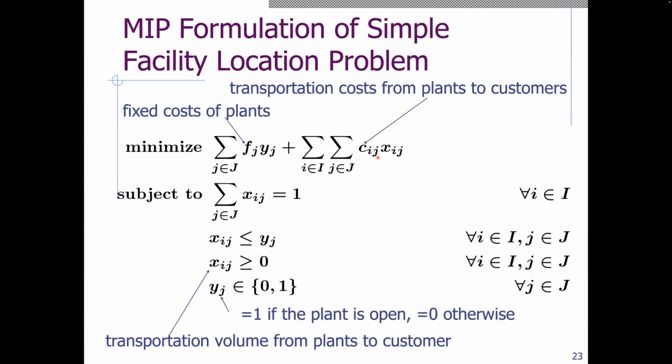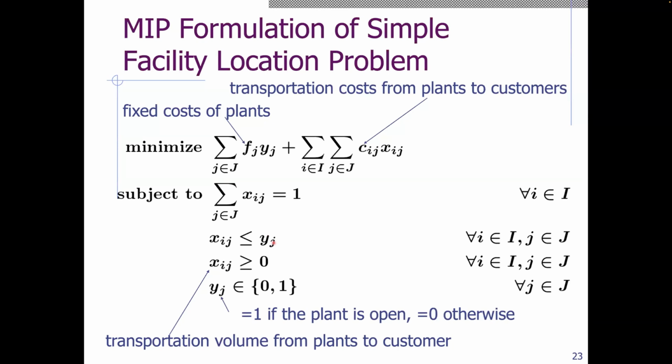We use two variables, x and y. X represents the flow volume from plant to customer, while y is a binary variable that represents the open or closed decision of the plant. The objective function to be minimized is the sum of the fixed and transportation costs. The first constraint means that every customer demand must be satisfied. The second constraint forces the plant to be open if some products are shipped from the plant.